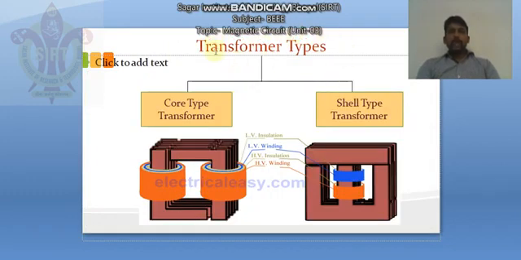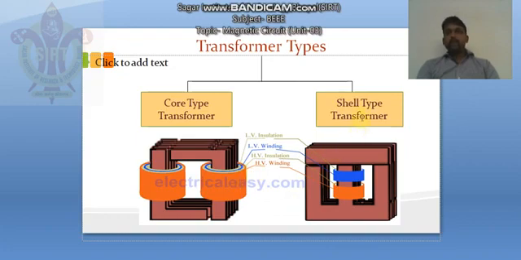Now next topic is types of transformer. Normally transformer has two types. First one is core type transformer, second one is shell type transformer. In core type of transformer we normally wound the low voltage winding and high voltage winding toward the outer of the core. Look here, in this core type we have wound this HV and LV winding at outer of the core. In this core type transformer we have wound first LV winding and then over it we have wound HV winding.